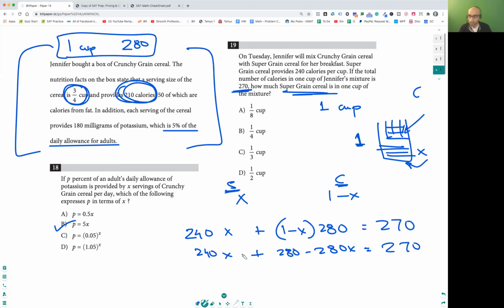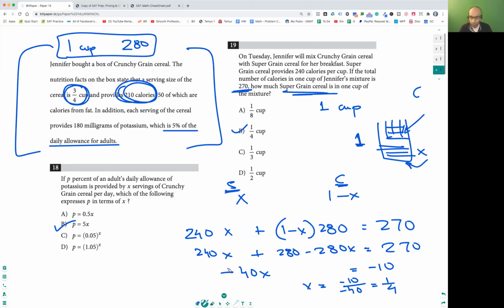Okay, hopefully you got it. If you didn't get it, email me, but 240x plus 280 minus 280x. So I've written this down. Now I'm just going to subtract this. 240 minus 280 is minus 40x. And then 280 you bring over here, you get negative 10, right? So negative 40x is negative 10. And so x is equal to negative 10 over negative 40, which is 1/4. Right? Gives you the same answer, a longer way to do it.